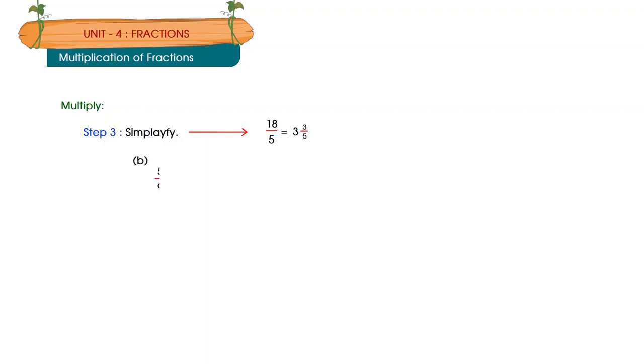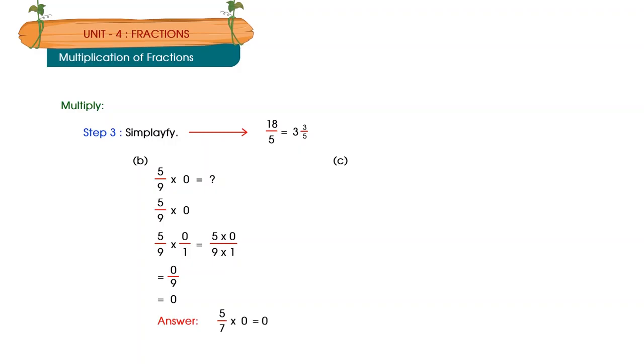B. 5/9 into 0 is equal to how much? 5/9 into 0/1 is equal to 5 into 0 by 9 into 1, which is equal to 0/9, which is equal to 0. Answer: 5/9 into 0 is equal to 0.